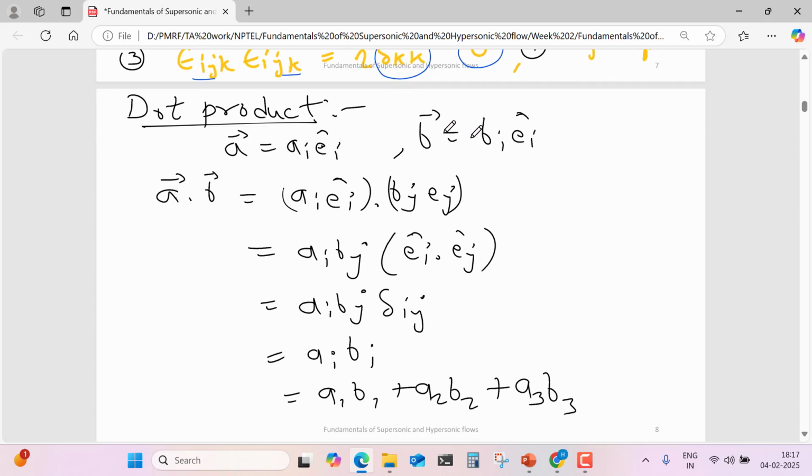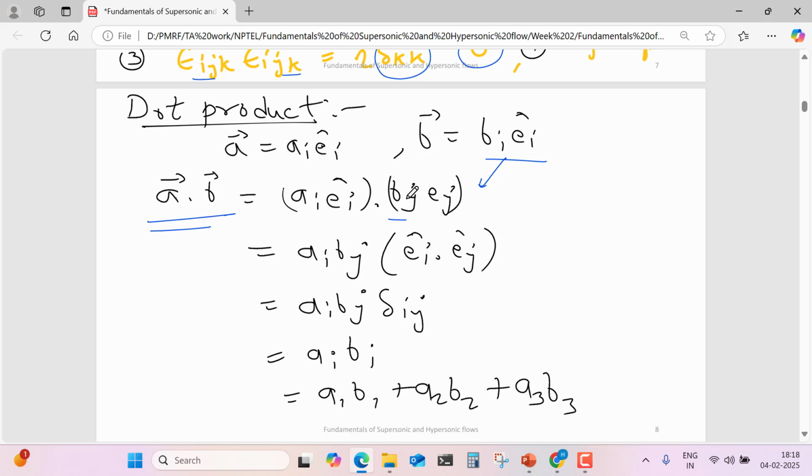Now we will write the dot product in index form. Let's say two vectors are a vector and b vector. A vector can be written as ai ei cap, and b vector is bi ei cap. If we do the dot product, then we have seen that for the product we have to change the index for one quantity. So we have changed the index of b from i to j. So it will become ai ei cap into bj ej cap.